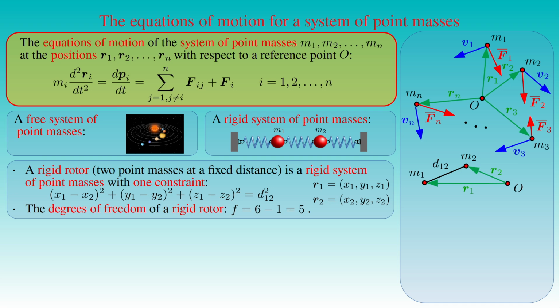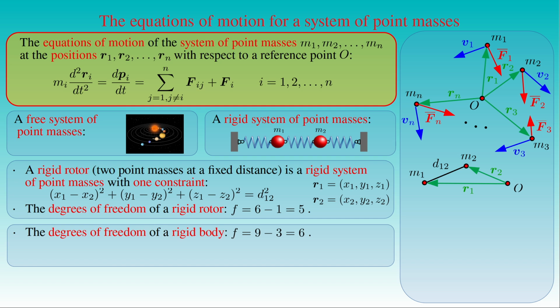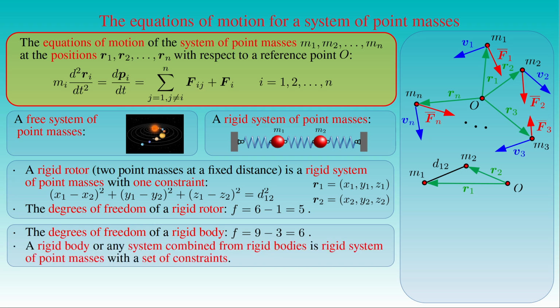We have already seen that freely moving rigid bodies have 6 degrees of freedom since 3 points of the body are needed to determine its position and orientation, which are given by 9 coordinates, and 3 constraints state that the distances between these points are constant. Rigid bodies can be considered as rigid systems of point masses, and in general, any system combined from rigid bodies forms such a system where constraints are imposed between the points of the different rigid parts in the system.